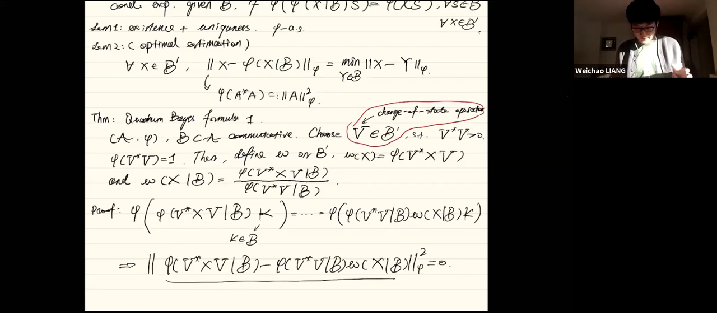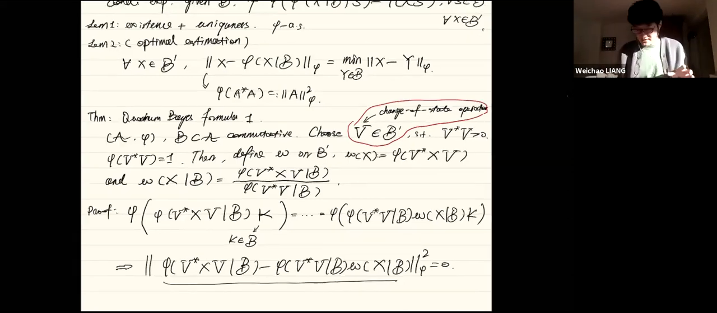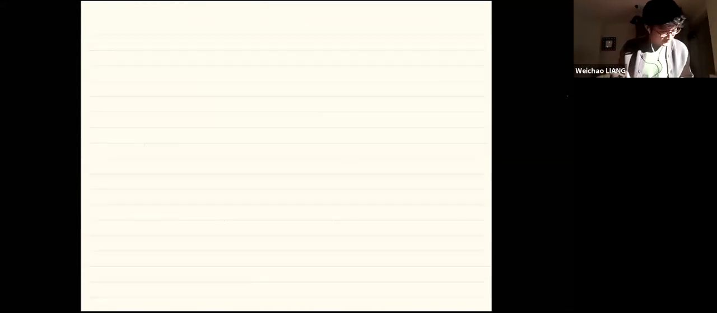But in fact, if we want to apply the quantum filtering theory, only a bounded change of state operator is not enough for our purpose. So we need to generalize to the unbounded case. So I'm going to do a similar thing, but we generalize the quantum expectation to the unbounded case, okay.